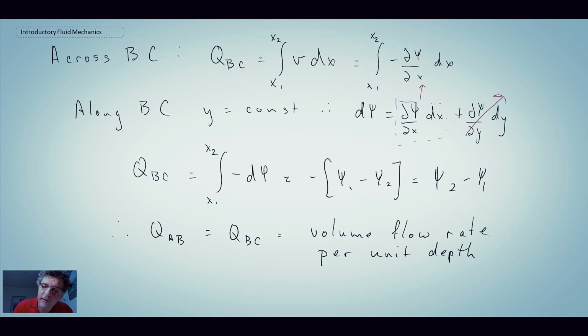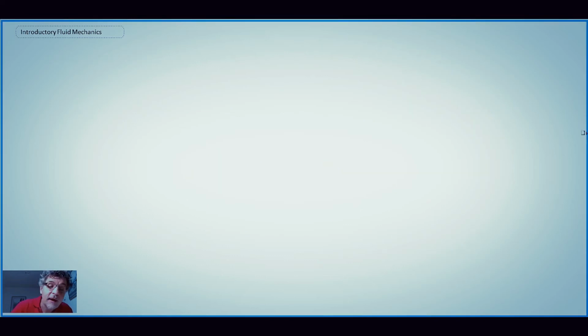And then that is equal to the volume flow rate per unit depth. So that is one of the principles of the stream function. If you take the difference from one streamline to another, one stream function line to another, you get the volumetric flow rate per unit depth. Now, we've been talking about Cartesian coordinates.